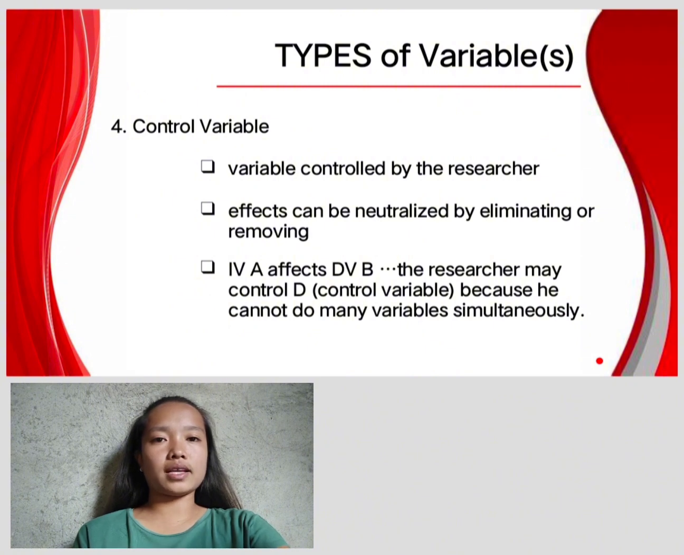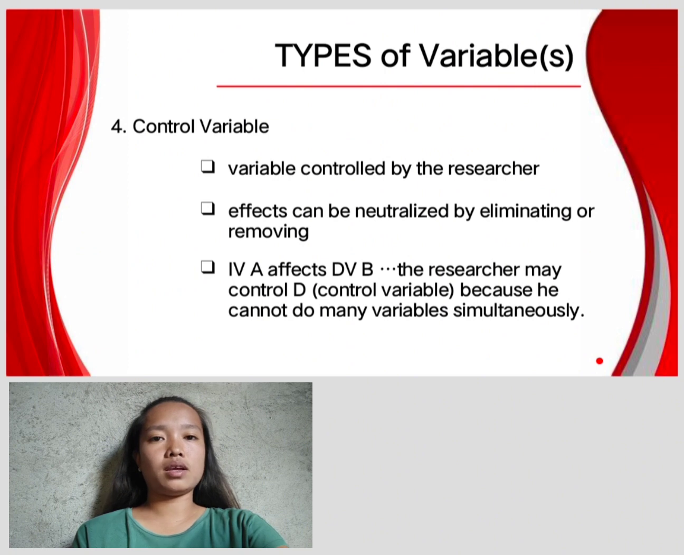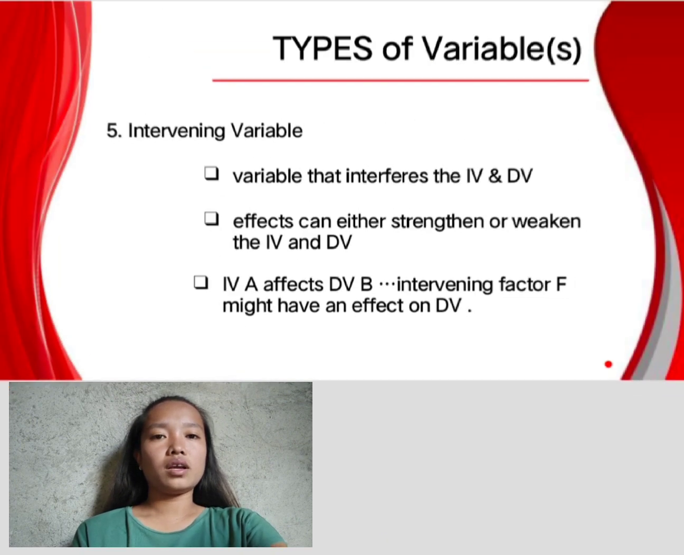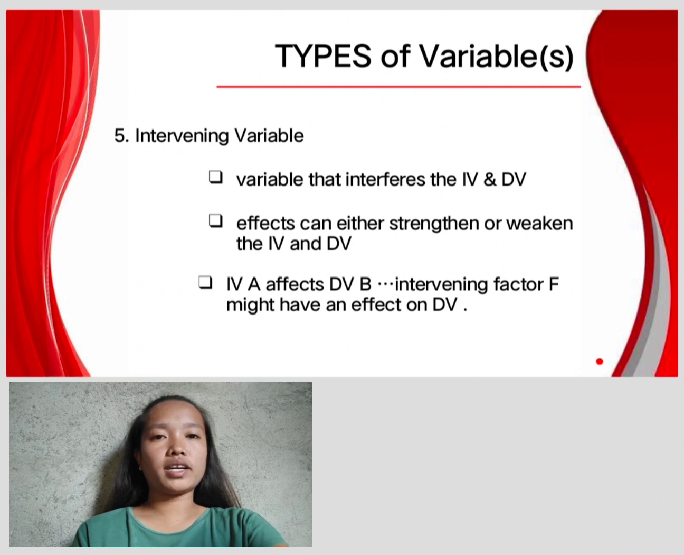Effects can be neutralized by eliminating or removing. IV A affects DV B. The researcher may control D as a control variable because he cannot handle many variables simultaneously. Intervening variable: a variable that interferes between the IV and the DV. The effects can either strengthen or weaken the relationship between the IV and the DV. IV A affects DV B. Intervening factor F might have an effect on the DV.